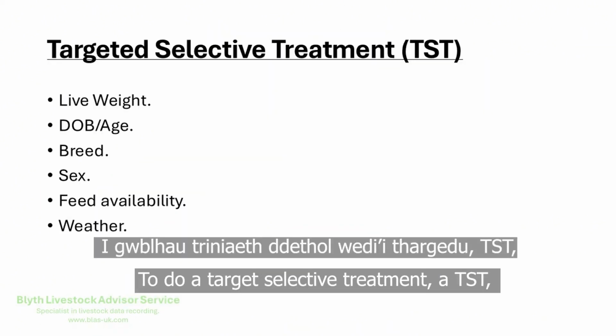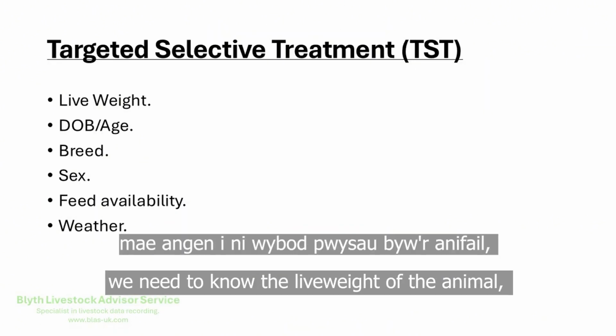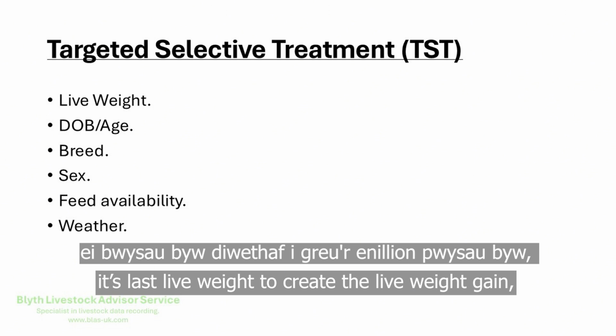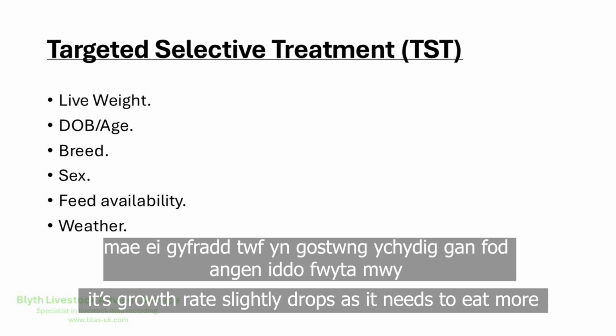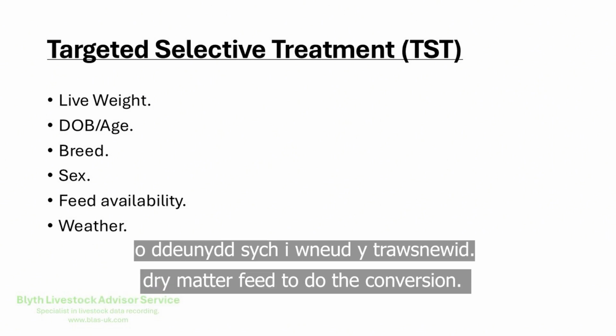To do a target selected treatment, a TST, how Moredun originally designed it, we need to know the live weight of the animal, its last live weight to create the daily live weight gain, the date of birth or the age of the animal, because as the animal grows, its growth rate slowly drops as it needs to eat more dry matter feed to do the feed conversion.